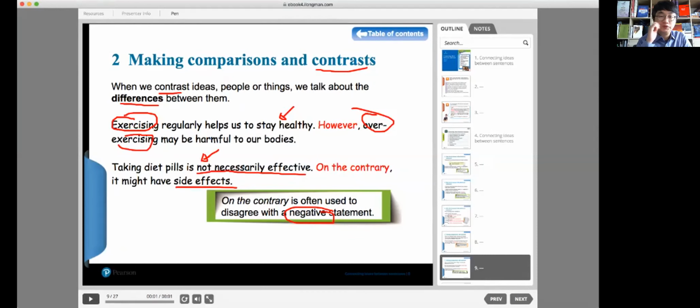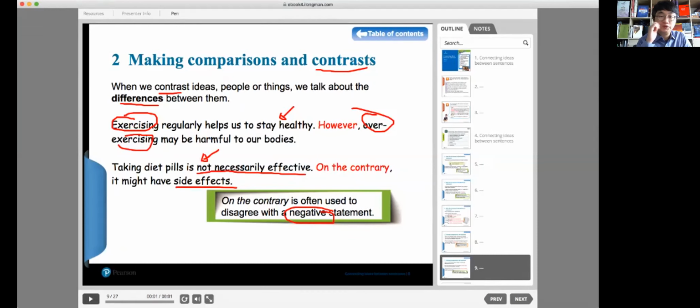Another hint is, look at the first sentence. Can you see not here? So this is the negator. Do you still remember the last slide? We use on the contrary to disagree with a negative statement, using not. So here we have not. So differences, talking about differences, so we use on the contrary.